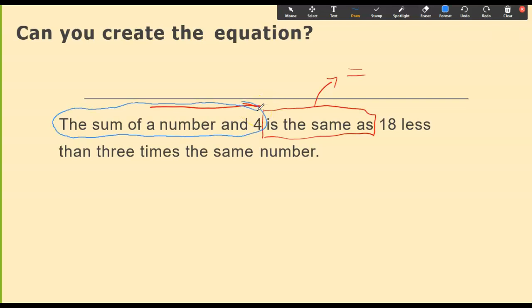The sum of a number and 4. Sum, what kind of operation word is that? Addition. So I know in addition, I'm going to have my equal sign. In front of my equal sign, I'm going to have an addition problem.